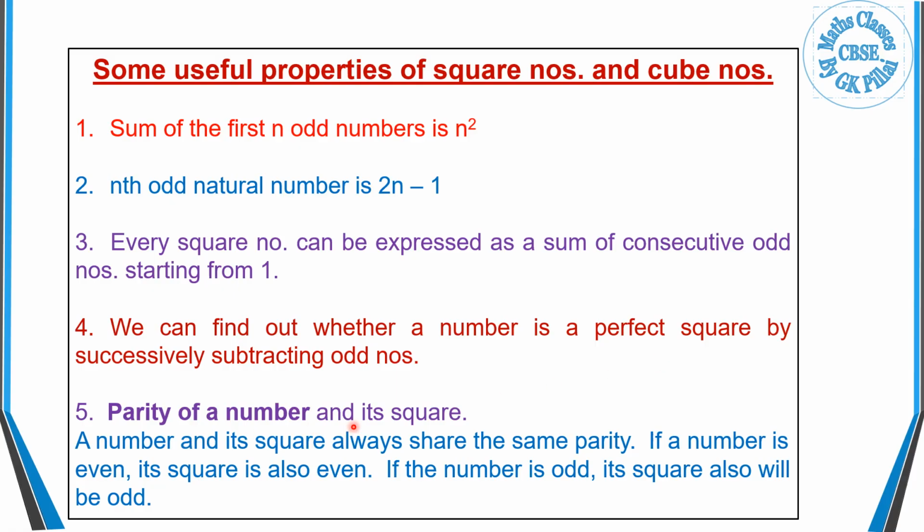Parity of a number and its square. This is a new term you should remember. A number and its square always share the same parity. If a number is even, its square is also even. If the number is odd, its square also will be odd. 5 is an odd number, its square will be 25, which is also an odd number. 8 is an even number, 8 squared will be 64, that is also an even number only.